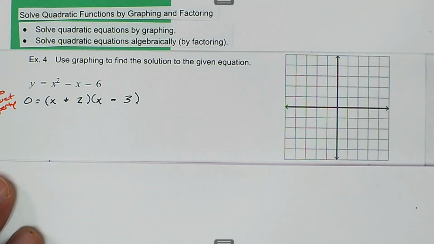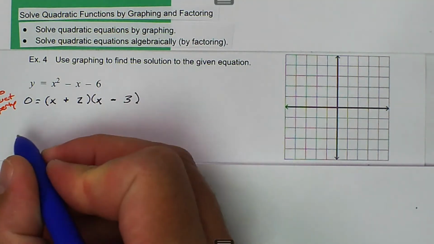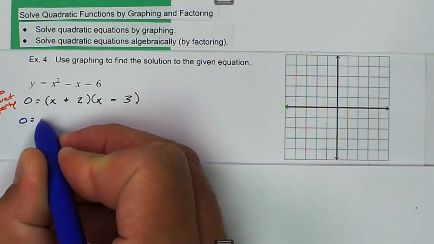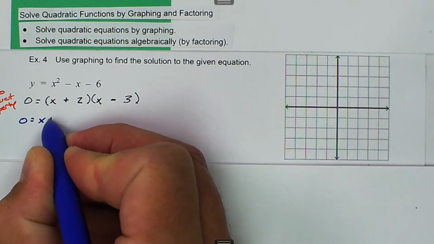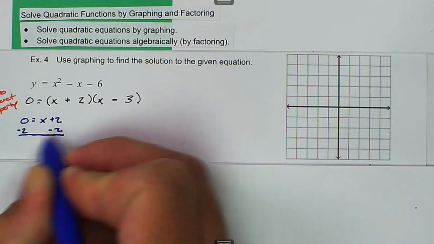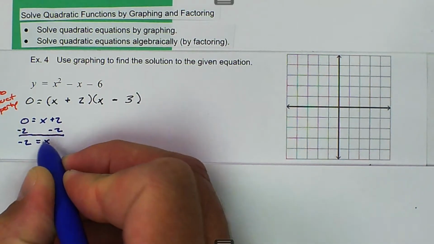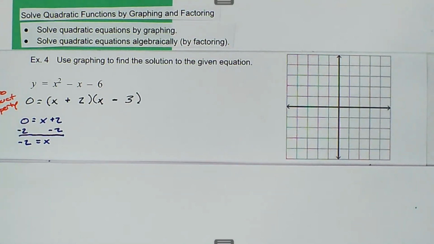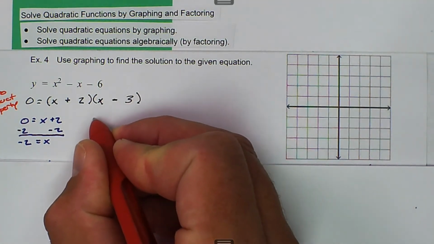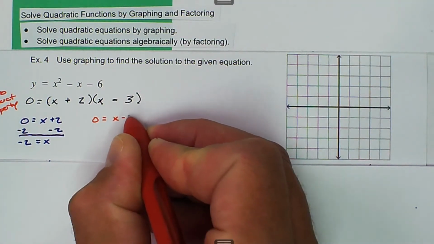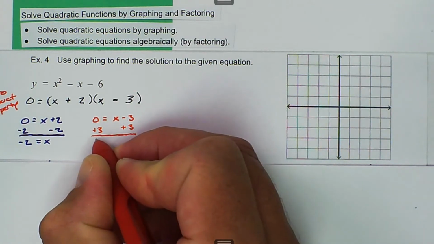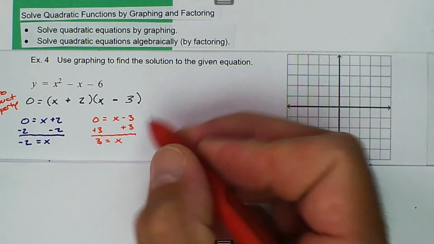So what we do with that then is we take each one of them and we set them equal to 0 and see what the answer is going to be. So 0 is equal to x plus 2. We can subtract 2, and we get -2 is equal to x. That's one of our zeros. Then over here, we're going to say 0 is equal to x minus 3. So we add 3 and add 3, and then we get 3 is equal to x.